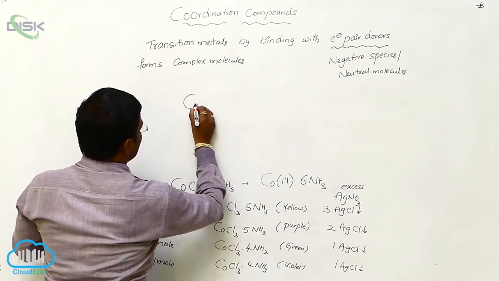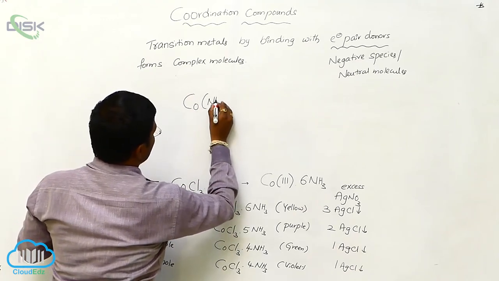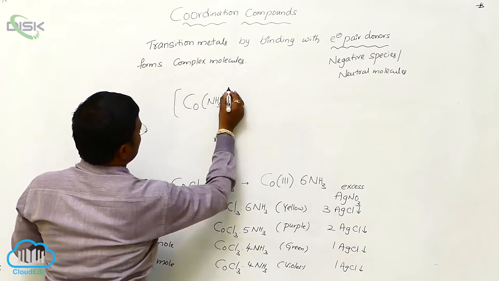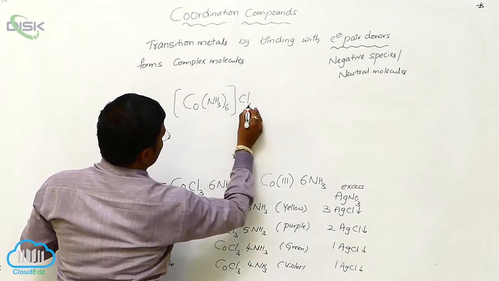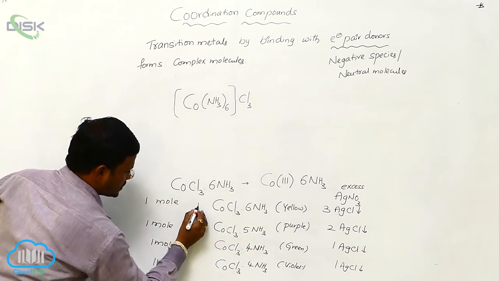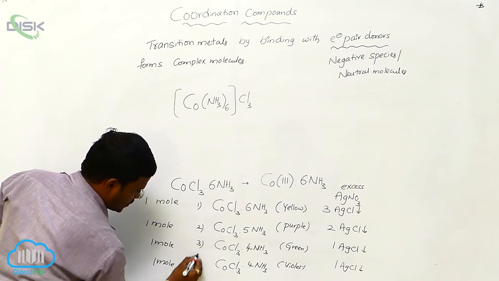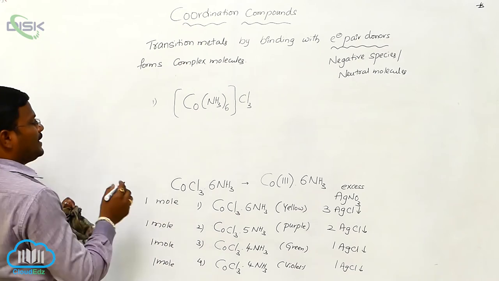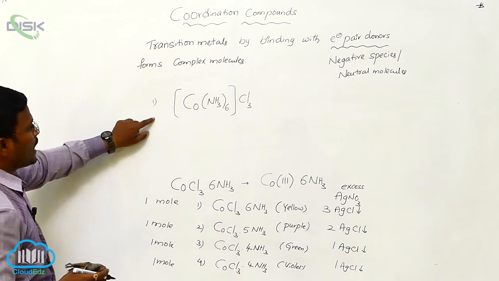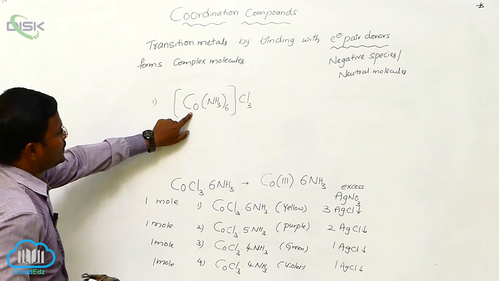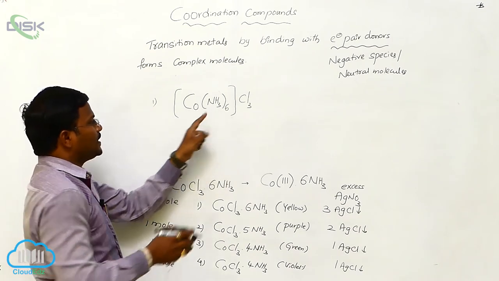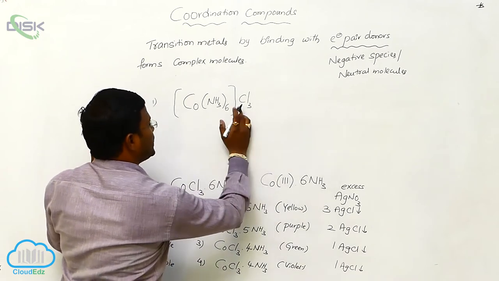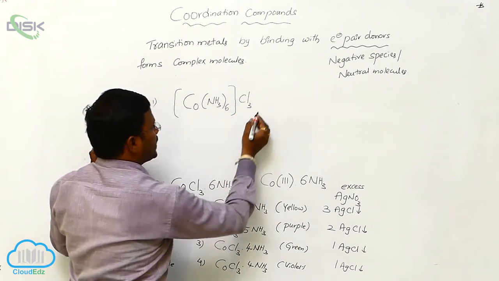CO, NH3 taken 6, Cl3. So this is the first compound, second compound, third compound, fourth compound. I would like to represent the first compound as cobalt, in which NH3 taken 6 is present in the square bracket, and outside of the square bracket it is connected to 3 chlorine atoms.